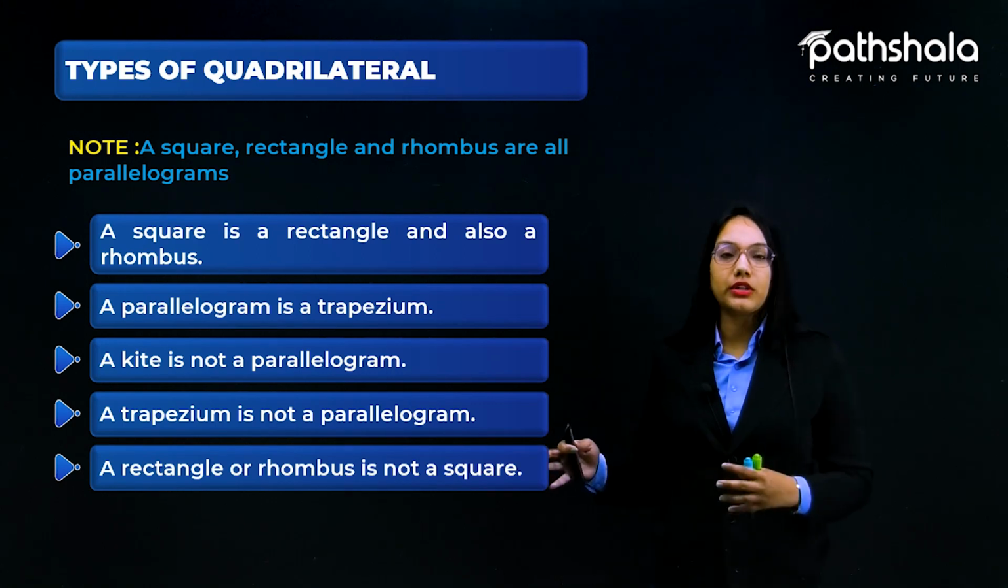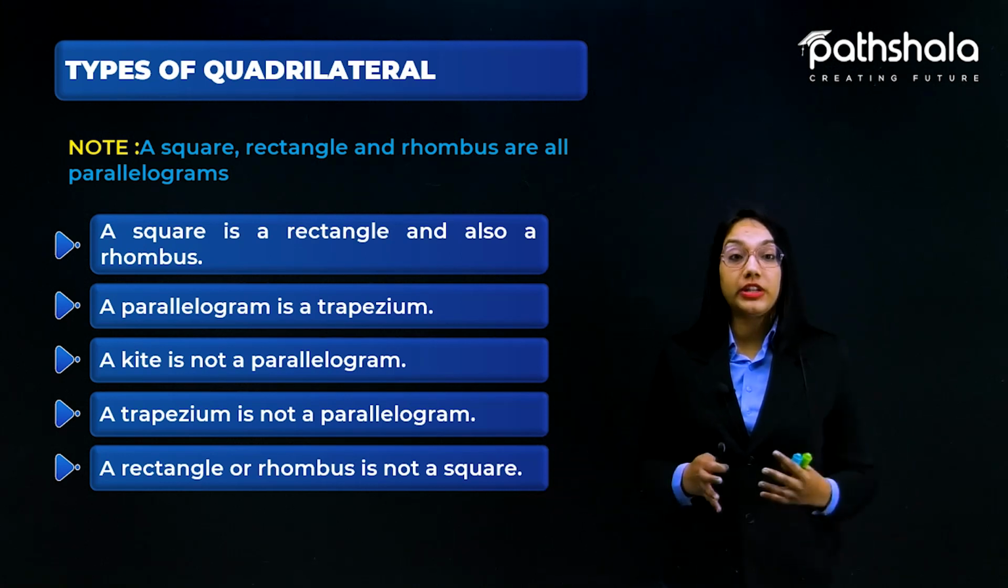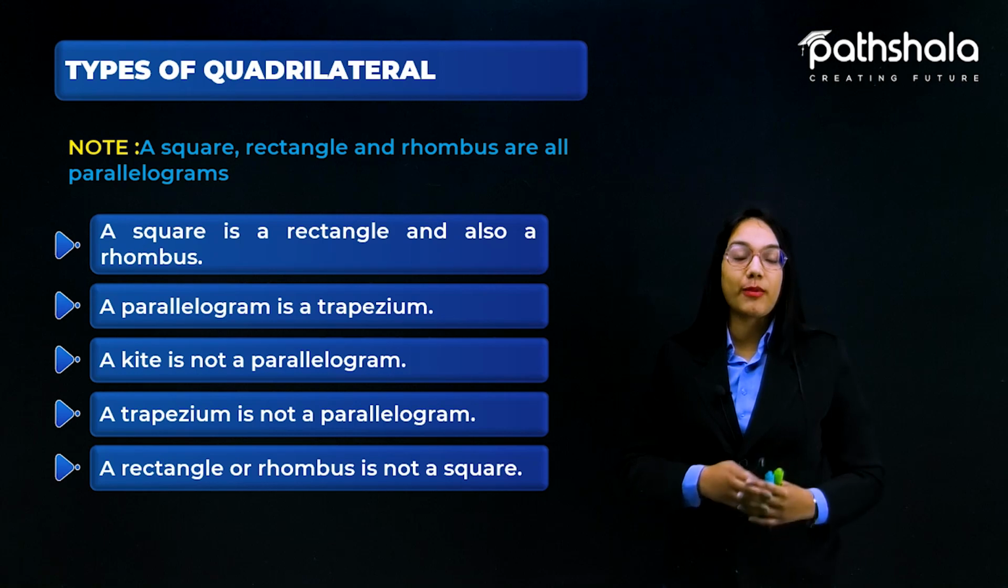So this is all about the types of quadrilaterals. Now let's move on further with the properties. Let's discuss some of the properties.